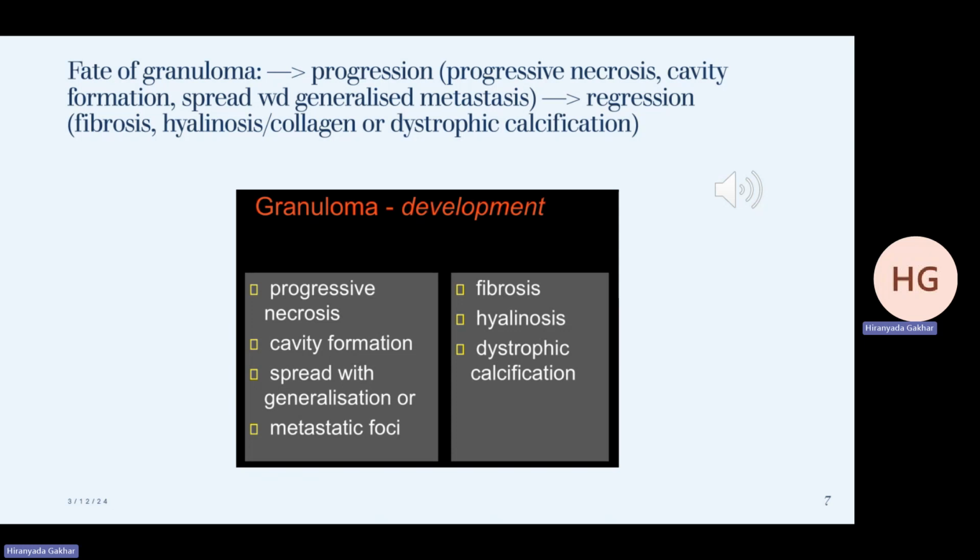Following this, there is also a regression in the granuloma. Now, regression means that the granuloma is either getting dissolved, there is healing, and these processes are characterized by either fibrosis, formation or deposition of hyaline or collagen, or dystrophic calcification.